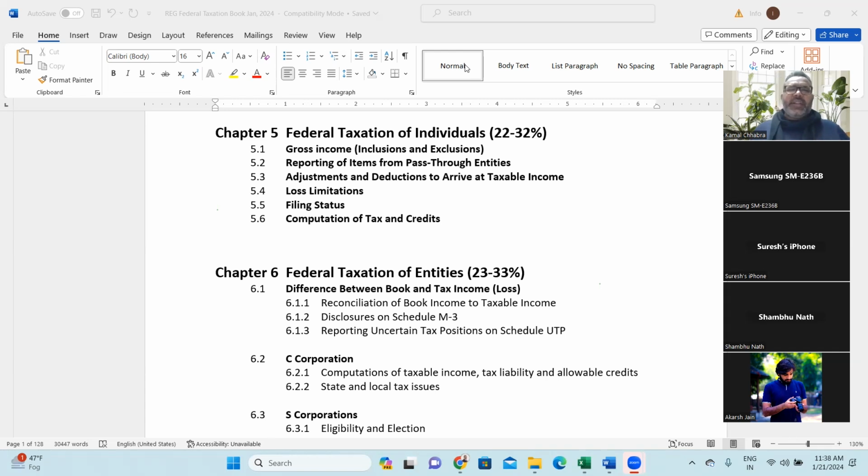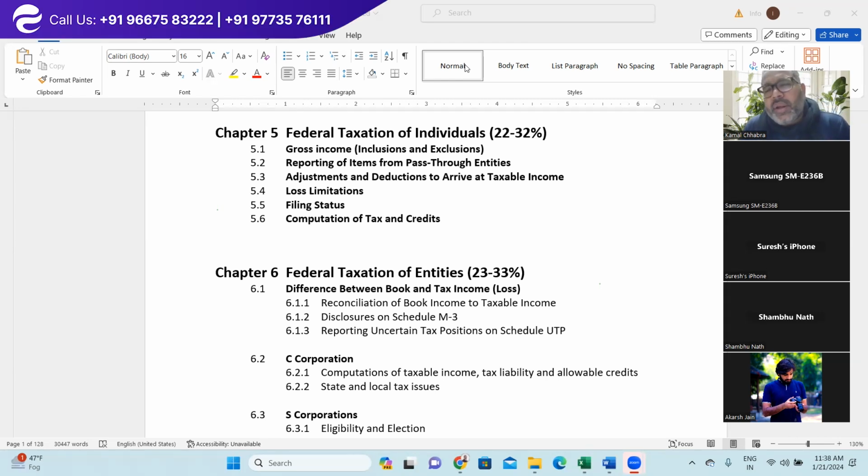Then after that, we'll be studying the loss limitation. How much loss of the respective category you can adjust against the respective category of income, how much loss you can carry forward, and for how many years you can carry forward. So there are different categories of losses. One is loss from the ordinary business, which you can carry forward infinitely. Then there may be a capital loss. Then there may be a passive activity loss. Then there may be a gambling loss. So there are different categories of losses we'll be discussing in detail.